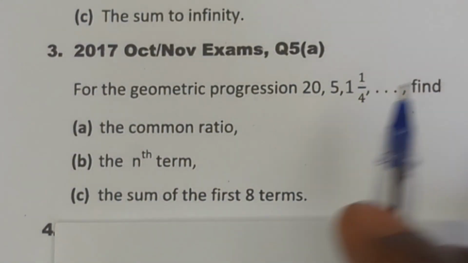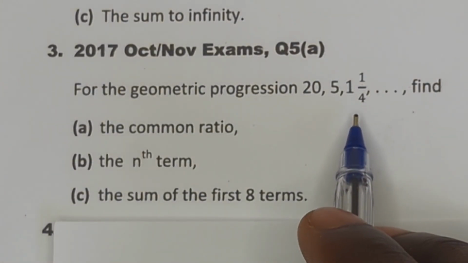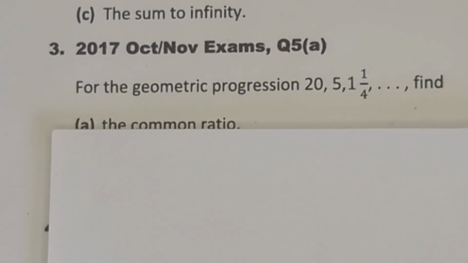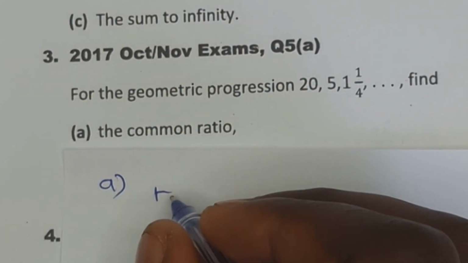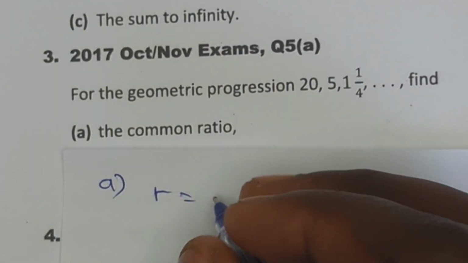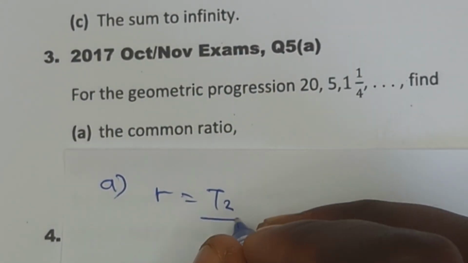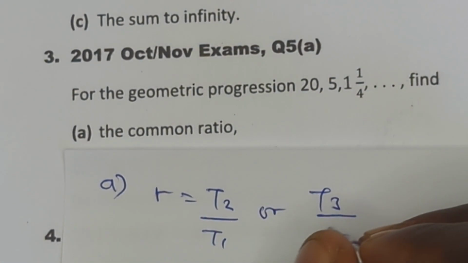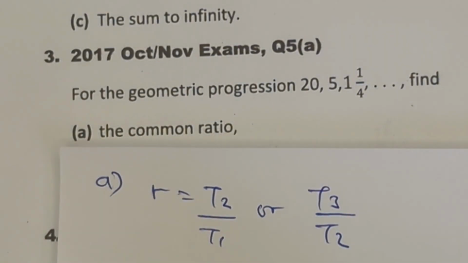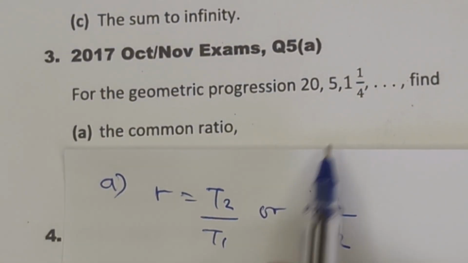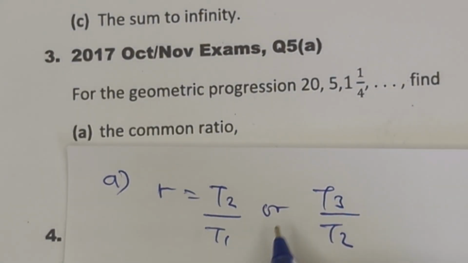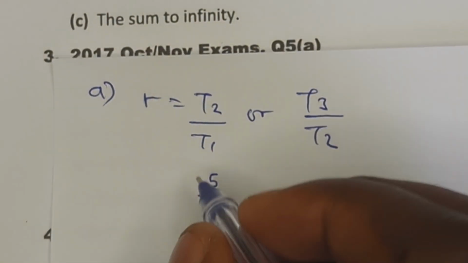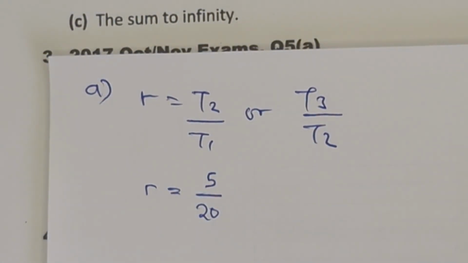To find the common ratio, since we've been given the terms, here we have T1, which is the first term, T2, the second term, and T3, the third term. The common ratio is represented by R. So R is equal to T2 over T1, or if we want we can apply T3 over T2. T2 is the second term, which is 5, so this is 5 over the first term, 20. So this is our R.